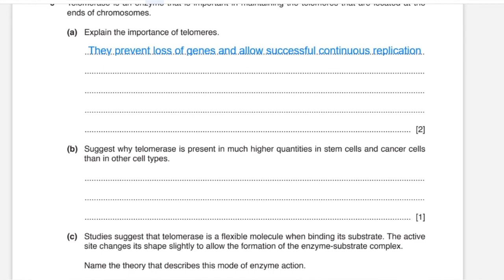B suggests why telomerase is present in much higher quantities in stem cells and cancer cells than in any other cells. So cancer cells and stem cells divide more than all of the other cells, because in other cells the length of a telomere decreases every time they divide by mitosis, up until a point where the telomeres are lost and the significant parts of the DNA are also lost, and so they eventually die, which is not true for cancer cells and stem cells. They don't die.